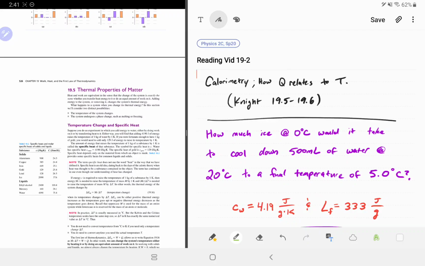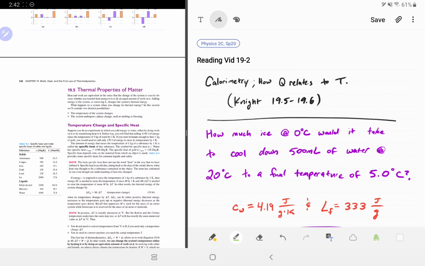Hello, welcome to the second video from chapter 19. This video is going to focus on calorimetry. And what we mean by this word is how Q relates to T, how heat relates to temperature. So we're going to get into some equations relating to this, how Q relates to T.